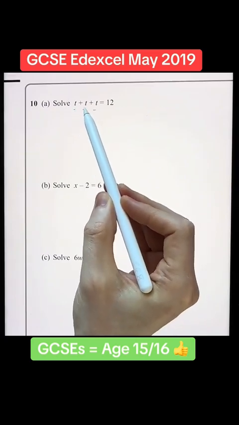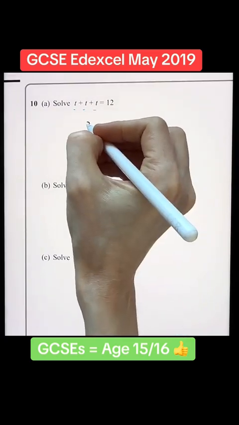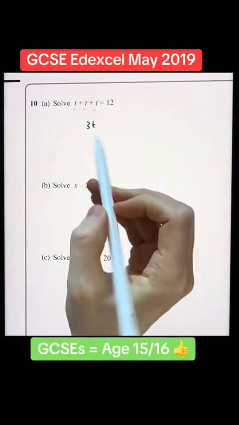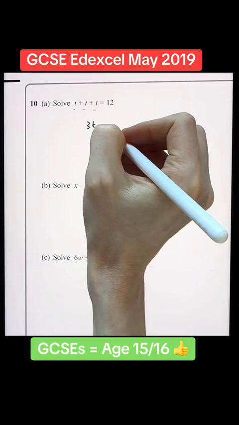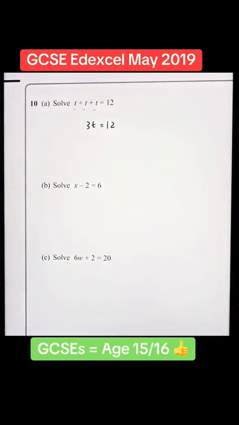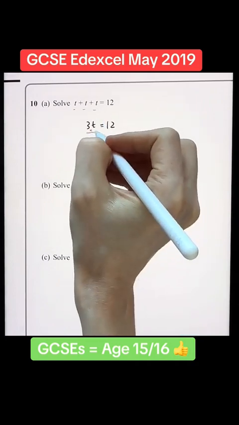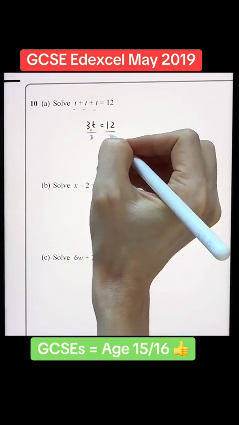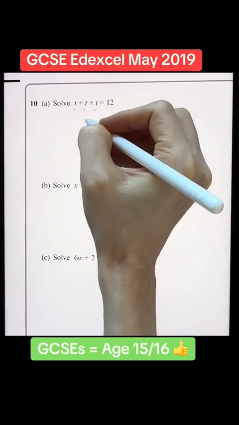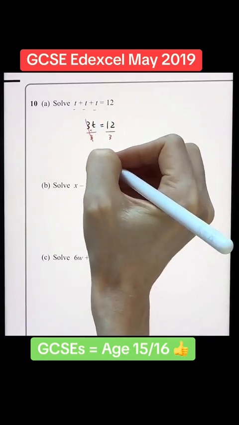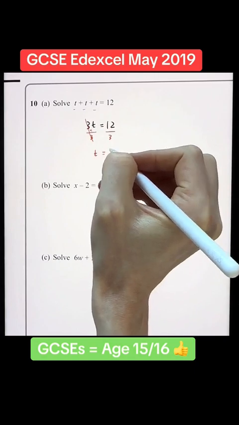So 1t plus 1t plus 1t will simplify to give us 3 lots of t. So 3t is equal to 12. We know 3t in algebra means 3 multiplied by the letter t. The opposite of multiply by 3, therefore, is divide both sides of my equation by 3. On the left-hand side, 3 over 3 will cancel to leave us with t, and 12 divided by 3 gives us 4.